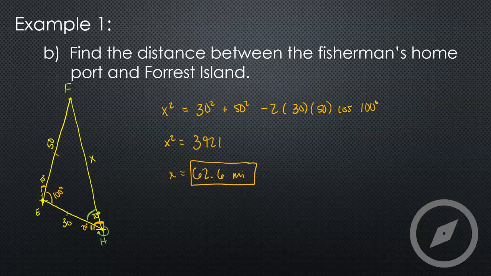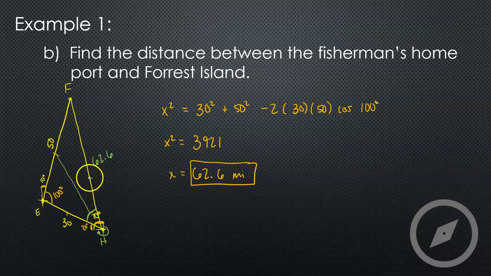Now remember, once we start with the law of cosines, we have to finish with the law of cosines. So we have to use the law of cosines to find that angle. So I'm going to go back to this slide to make it a little easier. But recognize that this side is the one that's across from that angle, and we know this side over here to be 62.6 miles.